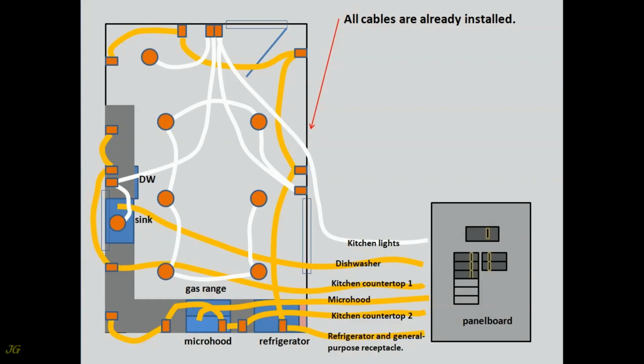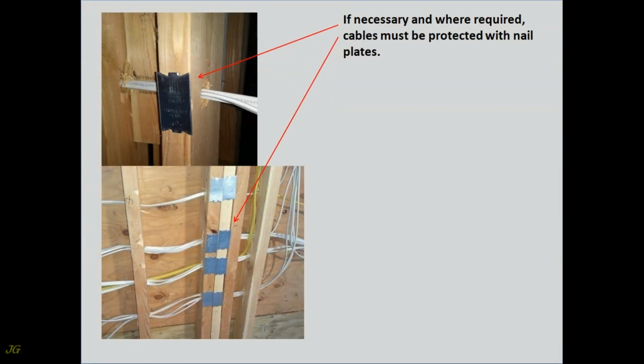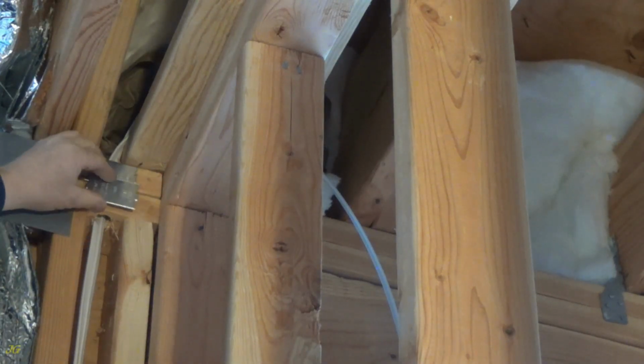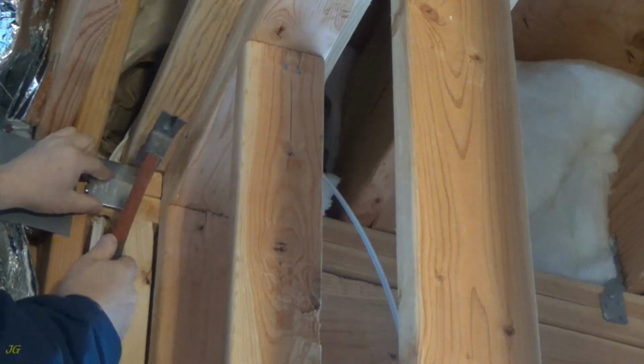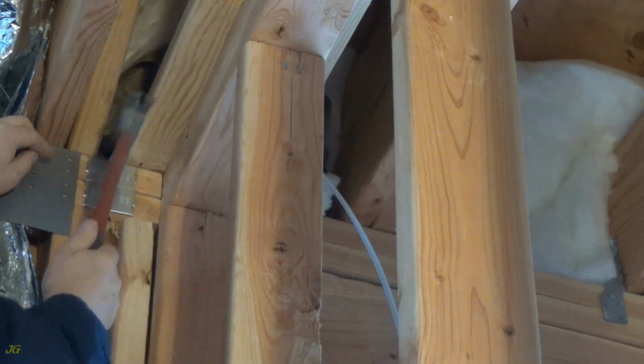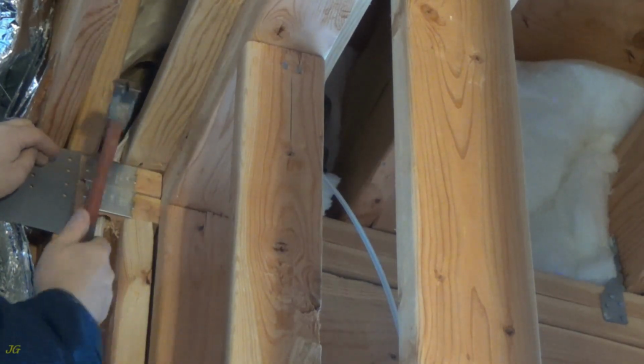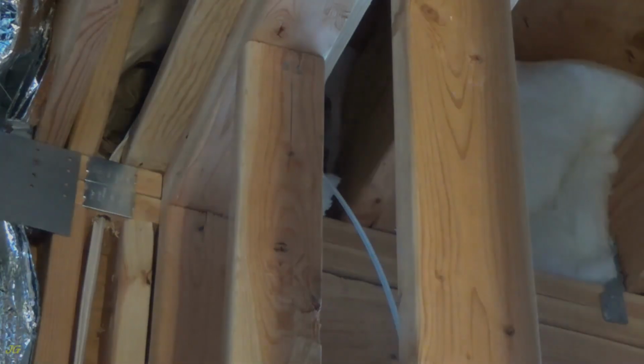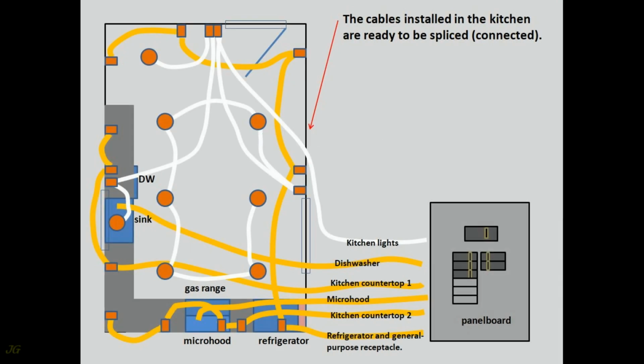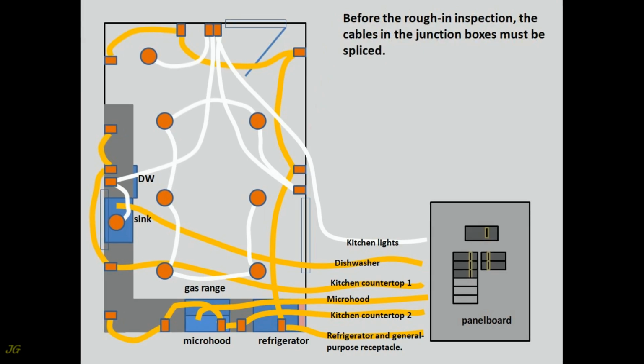All cables are already installed. If necessary and where required, cables must be protected with nail plates. Cable splicing. The cables installed in the kitchen are ready to be spliced, connected. Before the rough-in inspection, the cables in the junction boxes must be spliced.